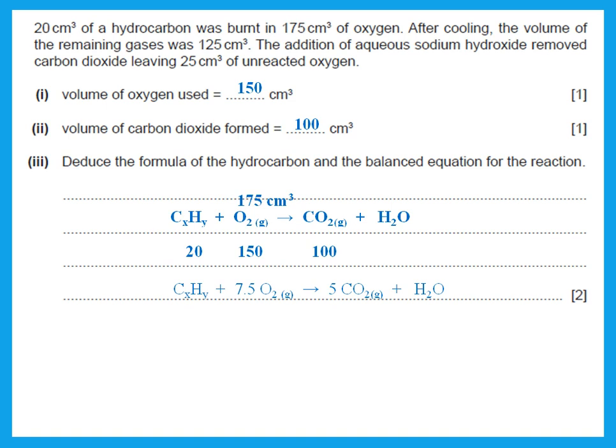Now, looking at that, that means that x is 5. And then if I balance all of this, I will need to put 5 in front of the water, and that means my y is 10. So this is the balanced equation, and that means my hydrocarbon is C5H10. Please pay attention to this. This kind of question comes a lot in several papers.